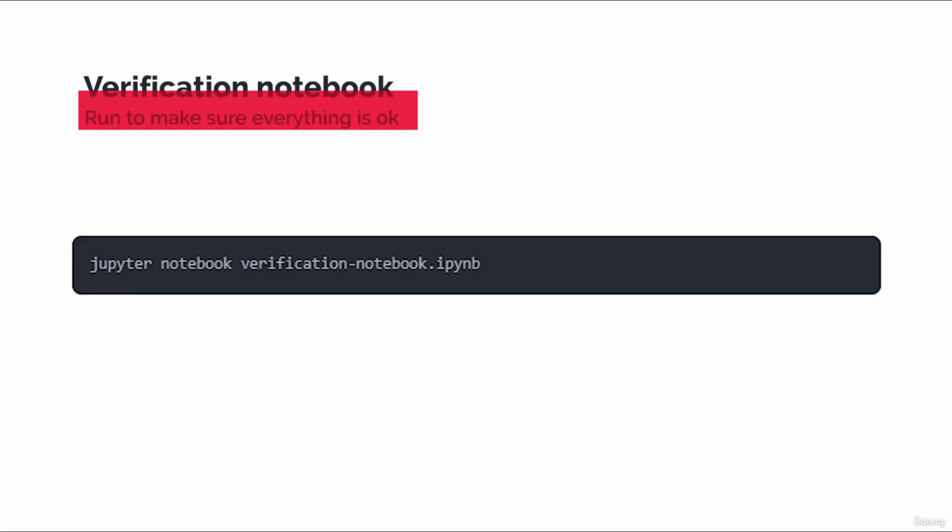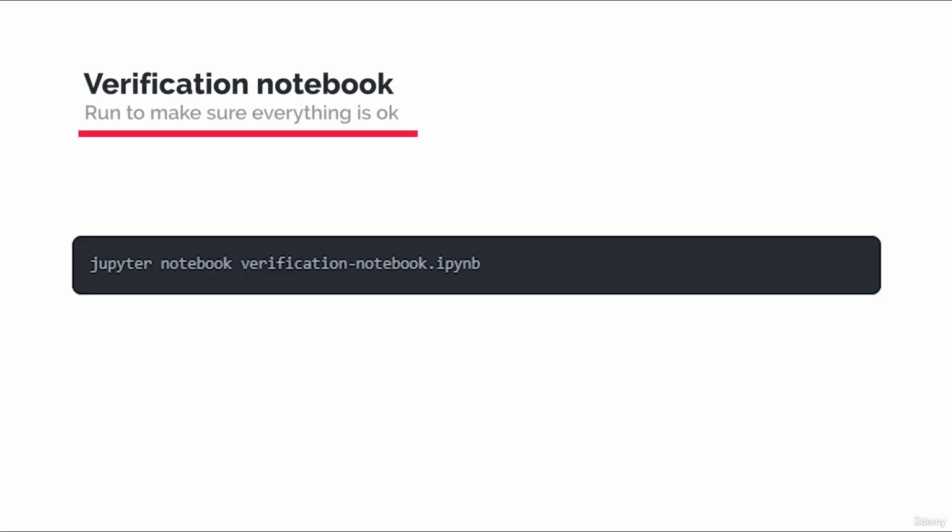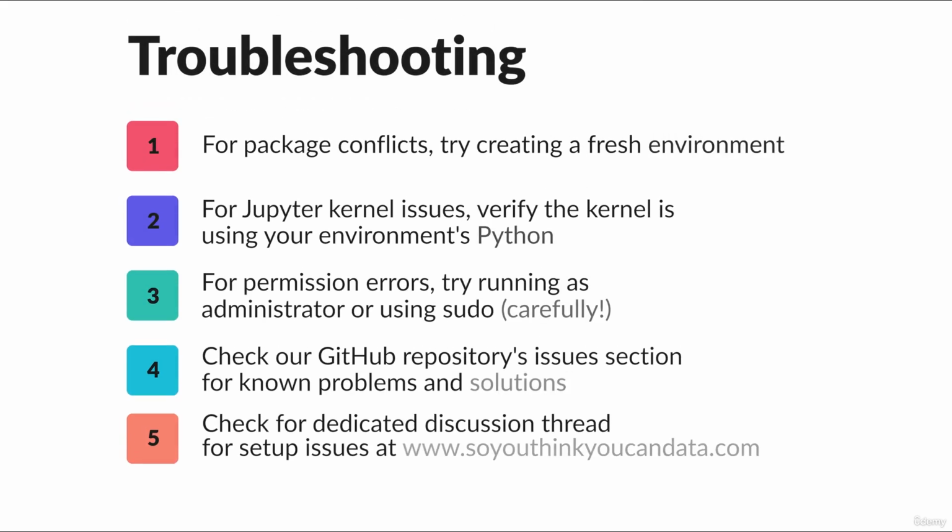Before we wrap up, let's verify that everything is working correctly by running the verification notebook. This notebook checks your setup and runs some basic validation code to ensure everything works properly. If you encounter issues, here are some common troubleshooting steps. For package conflicts, try creating a fresh environment. For Jupyter kernel issues, verify the kernel is using your environment's Python. For permission errors, try running as administrator or using sudo carefully. Check our GitHub repository's issues section for known problems and solutions. We also have a dedicated discussion thread for setup issues where our team provides support at soyouthinkyoukandata.com.